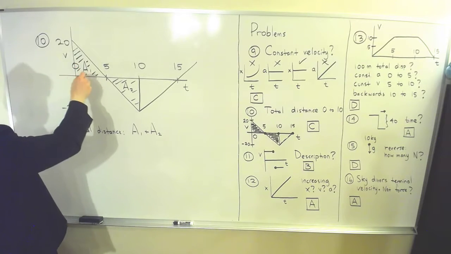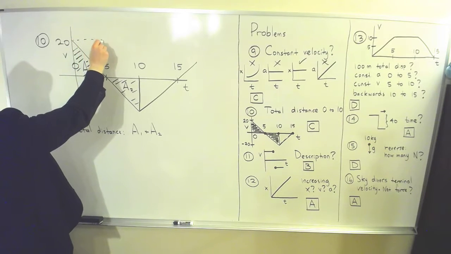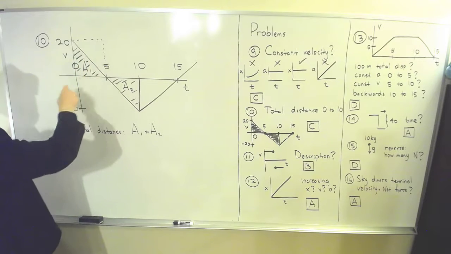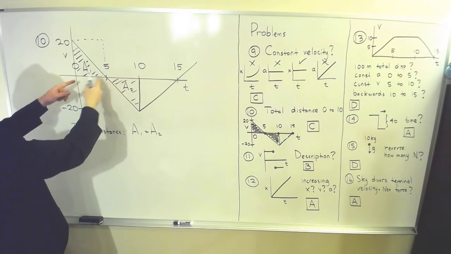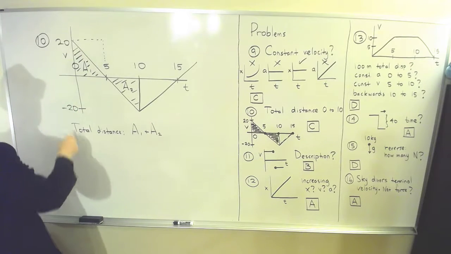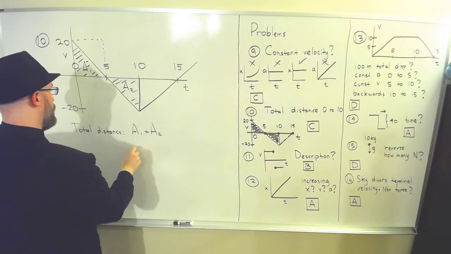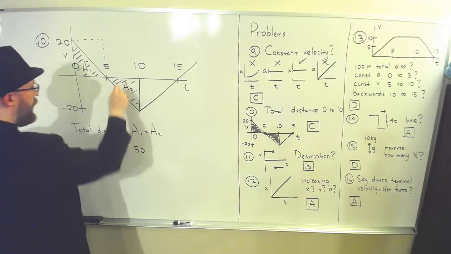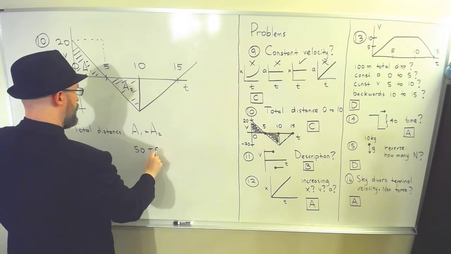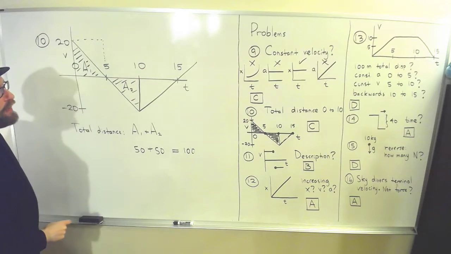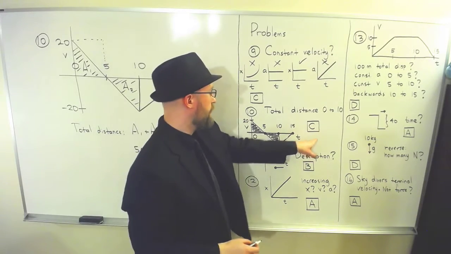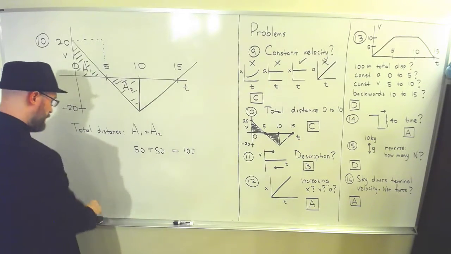So what is this area? Well, if I made this into a rectangle here, the height would be 20, the base would be 5, that would be 100, but it's just half that because it's the triangle. So the A1 is 50, the A2 is the same, 50, and so the answer is 100. And that's choice C here. So that should be 100 meters.